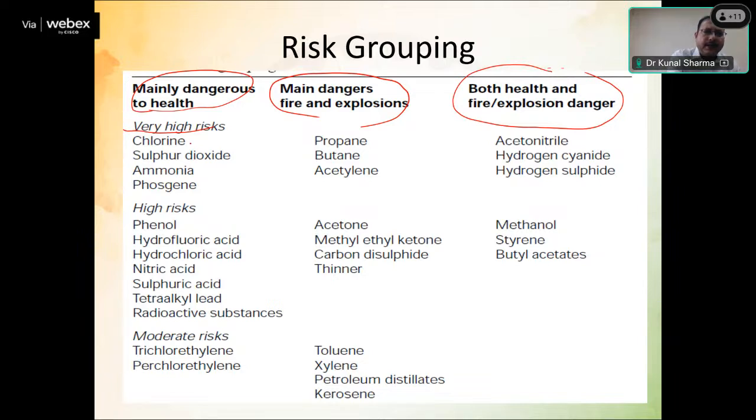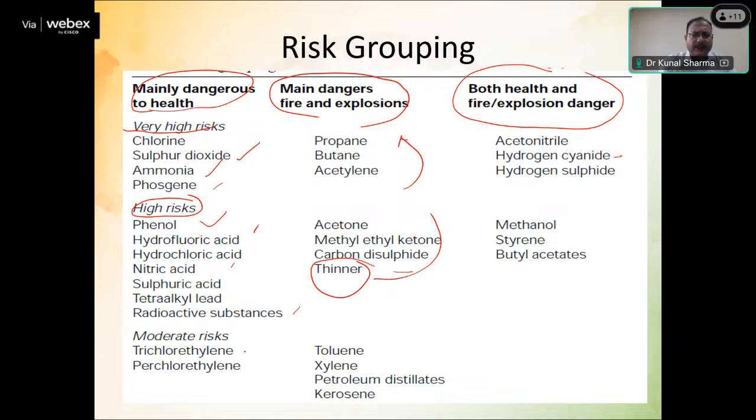For example, talking about the very high risk, we have chlorine, sulfur dioxide, ammonia, phosgene, which are mainly dangerous to health. When we talk about propane, butane, acetylene, it comes to the category of major dangers for fire and explosion. And talking about hydrogen cyanide, which you all have heard, both health and fire or explosion dangers. Again, for high risk, we have phenol, HCl, nitric acid, sulfuric acid, radioactive substance. And talking about acetone, methyl ketone, carbon dioxide, thinner, etc., it is main dangers fire explosion. Methanol, styrene, butyl acetates, both health, fire explosion dangers.